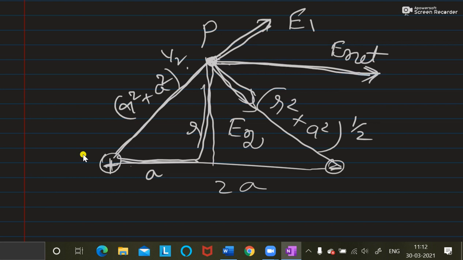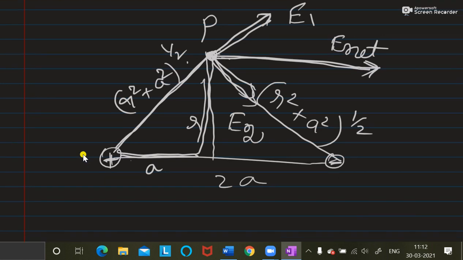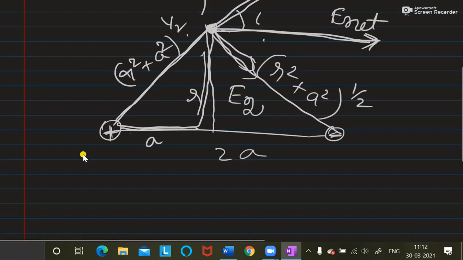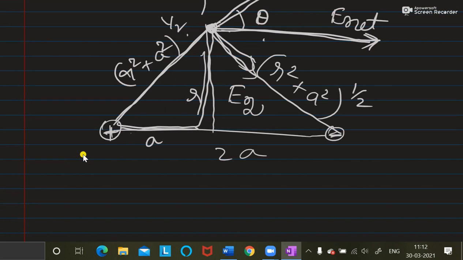So far, do you have any doubt? Please ask me. Anybody? Okay. This is the angle theta, and this is the angle theta. These two angles will be equal. In the same way, this angle is equal to this angle. So this angle is equal to this angle and this angle is equal to this angle. Both the angles are going to be equal.